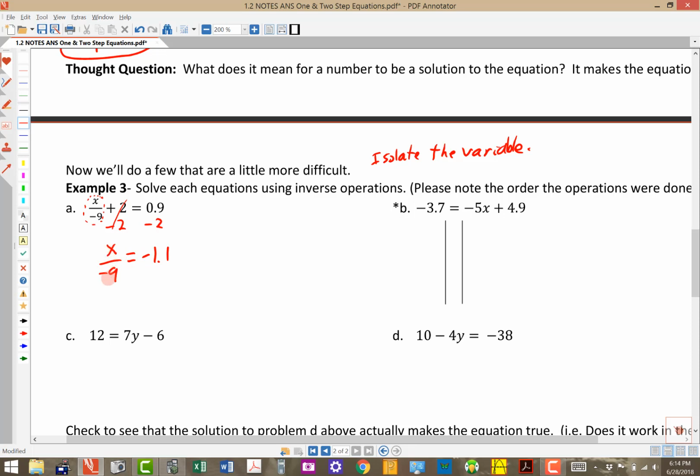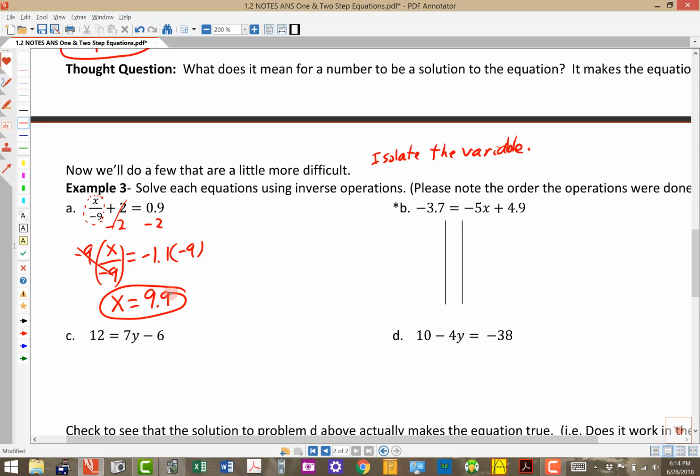Now I want to undo dividing by -9. So again, I'm going to put this in parentheses. I'm going to multiply this side by -9, and I'm going to multiply that side by -9. Those are going to cancel. I'm going to get an x on this side. Negative times a negative is a positive, and 1.1 times 9, go ahead and check this. We end up with 9.9. So that right there is the answer.